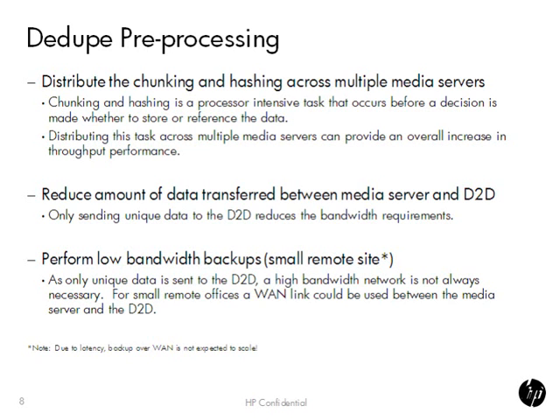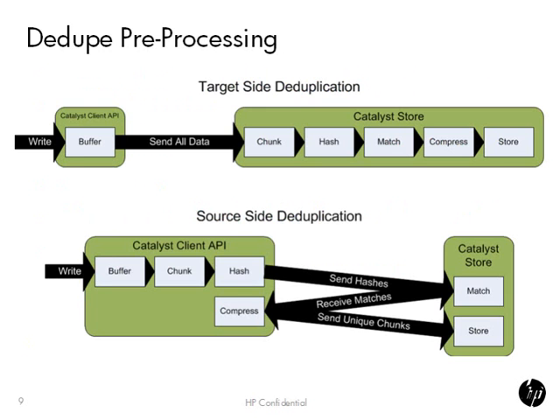Now, the text here probably doesn't paint a particularly good picture of what's going on, so hopefully this slide helps a little bit here. Those of you that are familiar with the dedupe process will be very familiar with the terms chunk, hash, match, compress, and store. But for those of you that aren't, essentially what we're doing is we're taking the data stream in here. And if we look at the target side deduplication at the top, we've essentially sent all of our backup data from the client over to the Catalyst store. As that data stream comes in, we're then chunking that up. So we're slicing that data stream up into smaller, more manageable pieces.